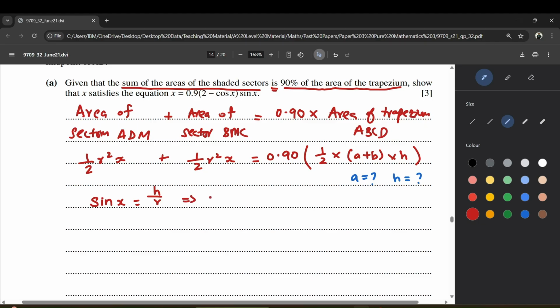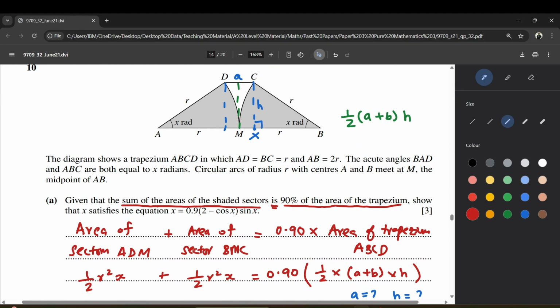So therefore, if I make h the subject, that will be r sine x. Okay, all right. Similarly, if I find bx, because if you're able to find bx, because look, we need to find a as well, right? For h we are done. We're just going to replace that back in the original equation. Now I need to find a.